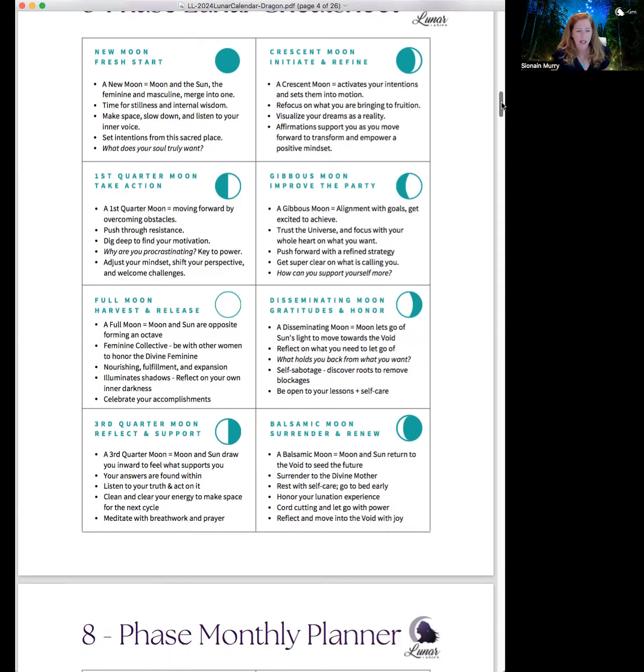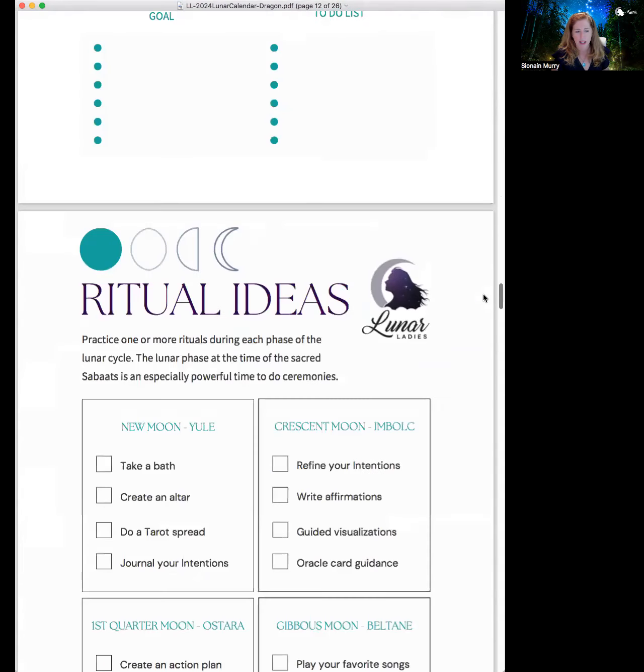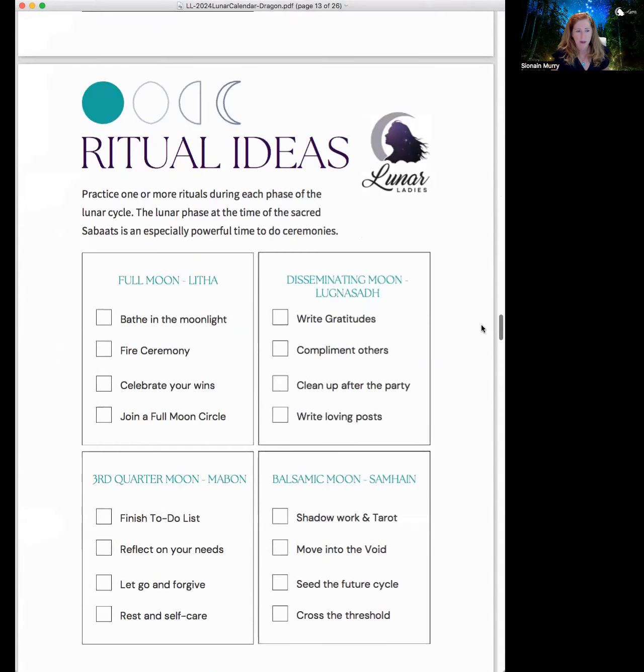Okay, so now let's go into the ritual ideas on how to celebrate these two phases. The full moon, bathe in the moonlight. Hey, let's do that. Fire ceremony, celebrate your wins, join a full moon circle, right? Gather together. Full moons love gatherings and moon loves food. So have a party, have a gathering, have a potluck, go to a potluck. Start thinking along those lines.